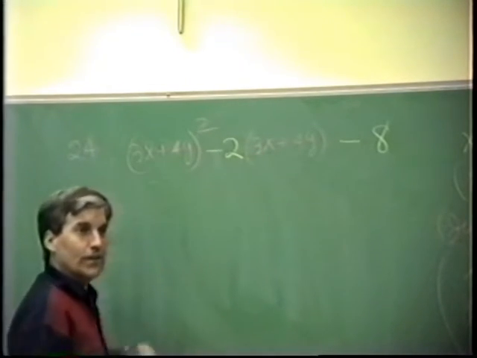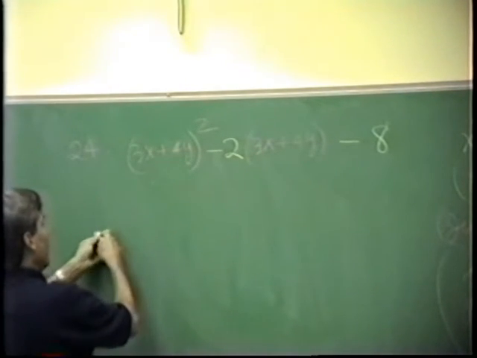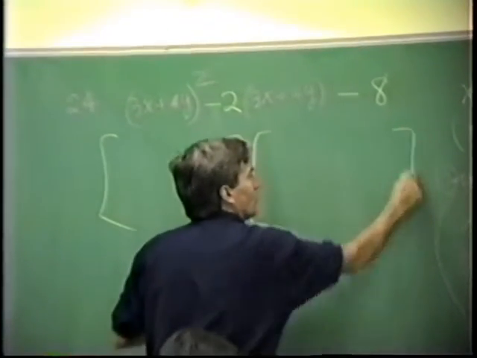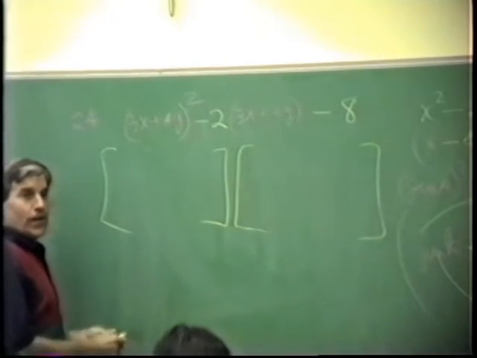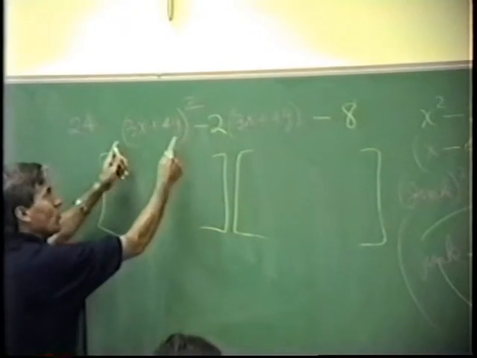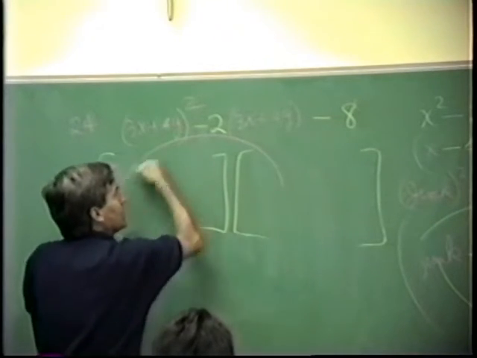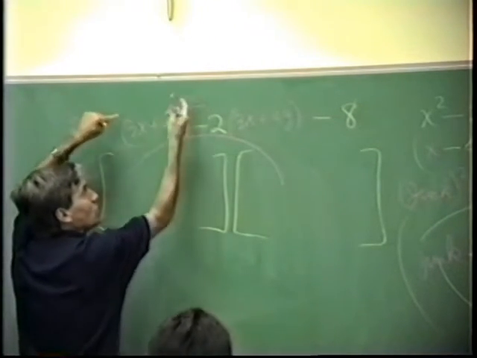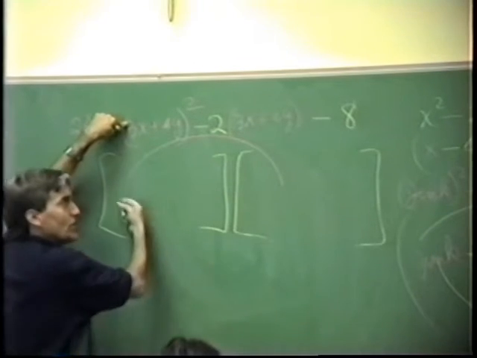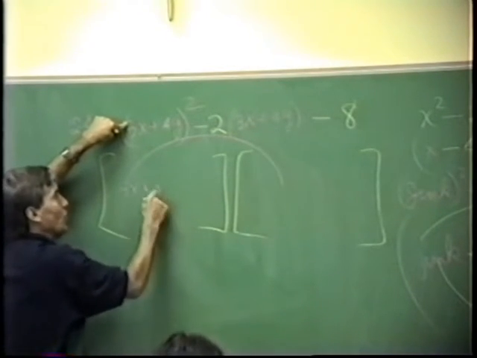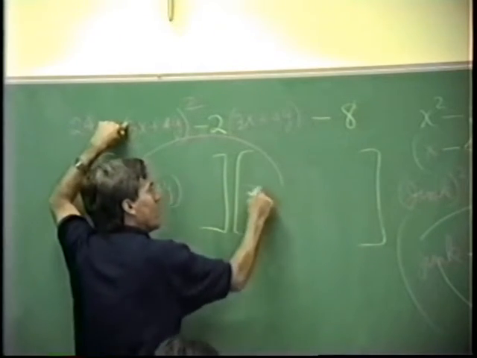1, 2, 3. Now, the way we factor that, we make 2 big old sets of parentheses, or maybe even brackets. I'm going to use brackets this time. And the way I factor a trinomial, I have to get the first times first. This times this has to come out to this squared, right? So what's going to be the first times first? That's 3x plus 4y times 3x plus 4y.